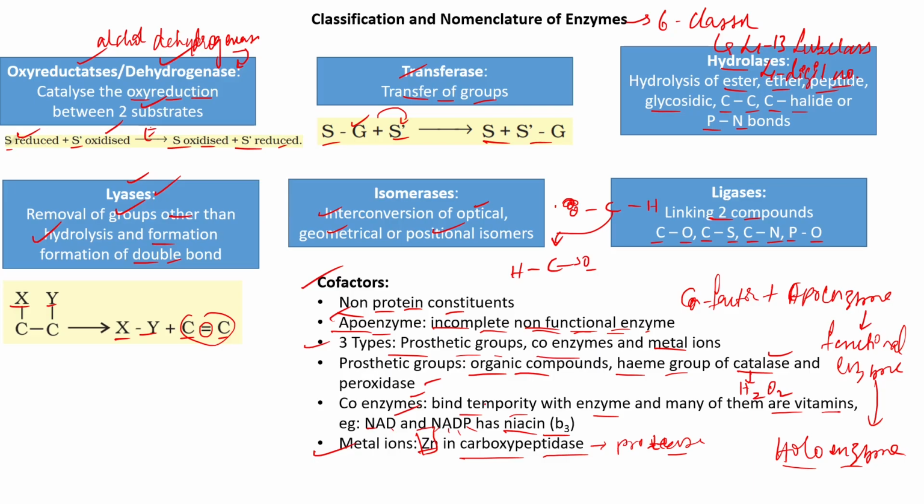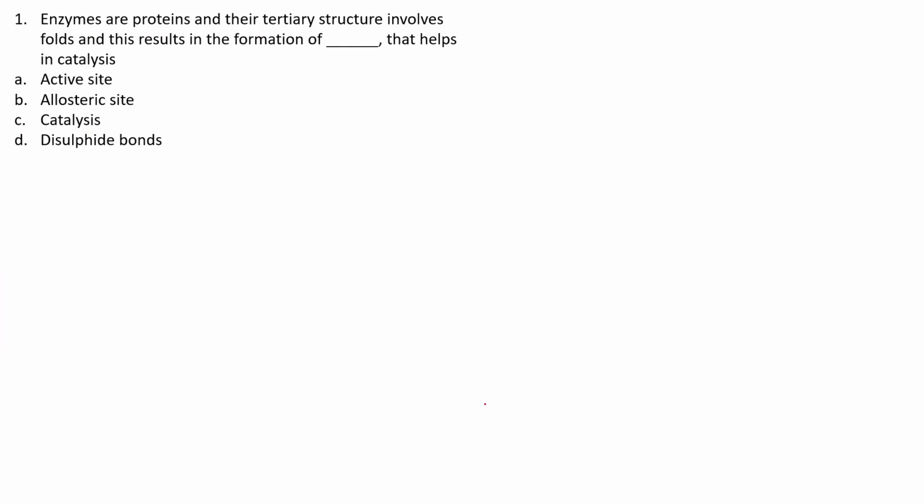Right, so we have discussed some of the important points regarding enzymes. Now we can start discussing a few questions on this part. The first question: enzymes are proteins and their tertiary structure involves folds, and this results in the formation of dash that helps in catalysis. The options are active site, allosteric site, catalysis, disulfide bond. It is none other than the active site.